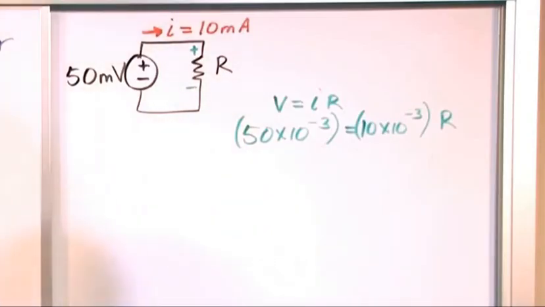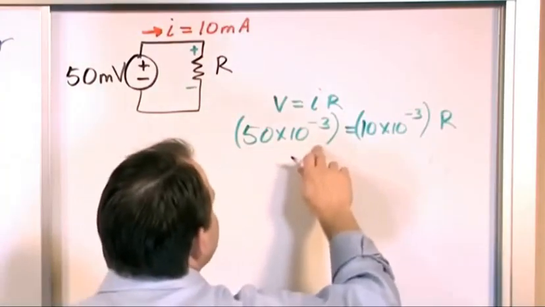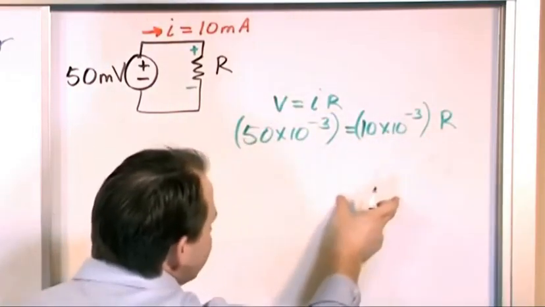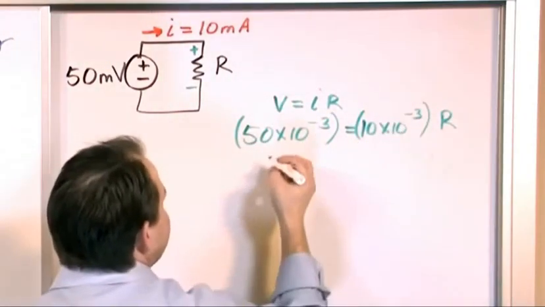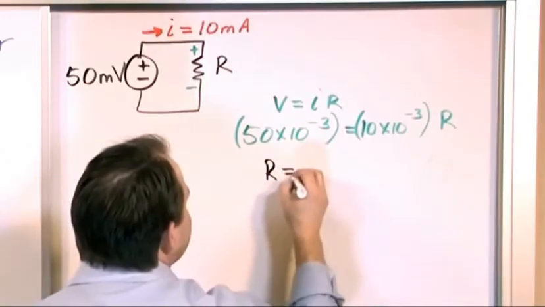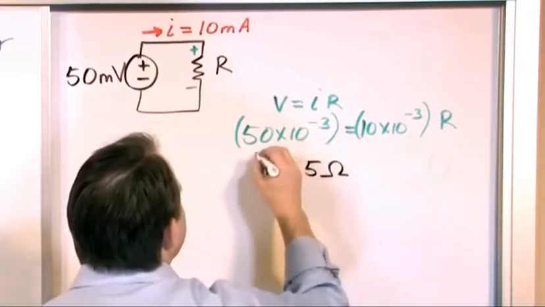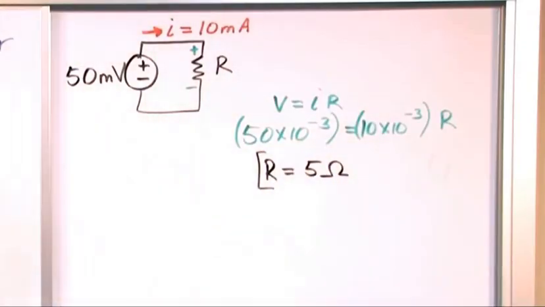Now if you grab your calculator and you take 50 times 10 to the minus 3 and you divide it by 10 times 10 to the minus 3, just moving this over here, basically giving you the resistance, it is going to basically be equal to 5 ohms. And that's what's going to spit out there, 5 ohms.